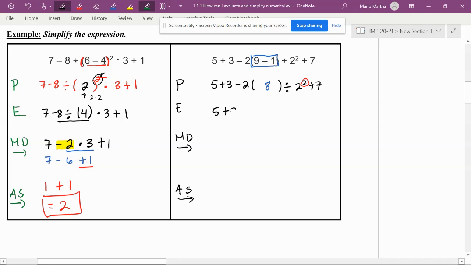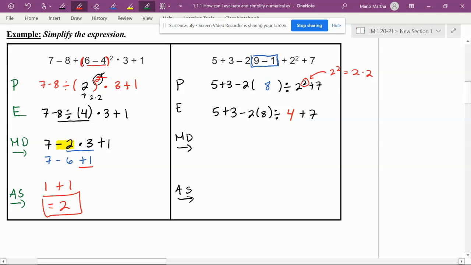5 plus 3 minus 2, parentheses 8 divided by 2 times 2 would be positive 4. Right? 2 squared is positive 4 plus 7. All right, so that becomes my new number. Let me put it in red so you guys can see it again. So that's what I simplify, right? So remember, that means 2 squared is 2 times 2.